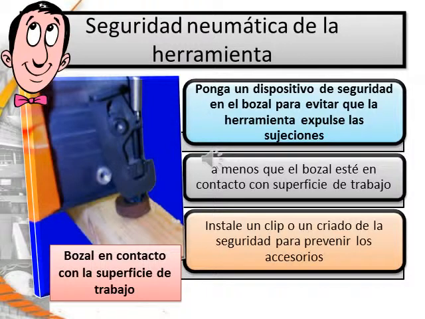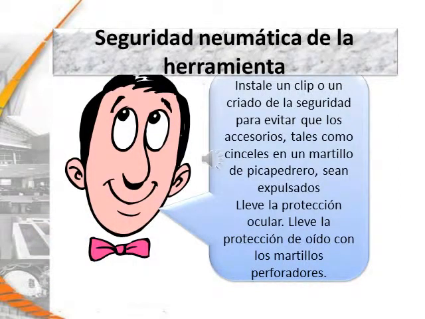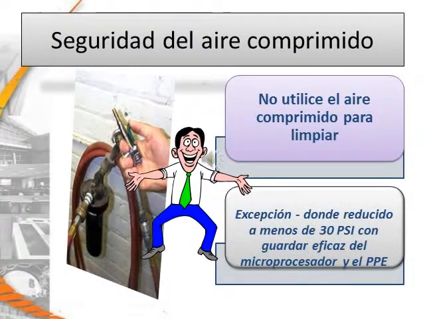Place a safety device on the muzzle to prevent the tool from ejecting fasteners, unless the muzzle is in contact with the work surface. Install a safety clip or retainer to prevent attachments from being ejected. Wear eye protection and hearing protection when working with jackhammers. Don't use compressed air for cleaning unless it is reduced to less than 30 psi.